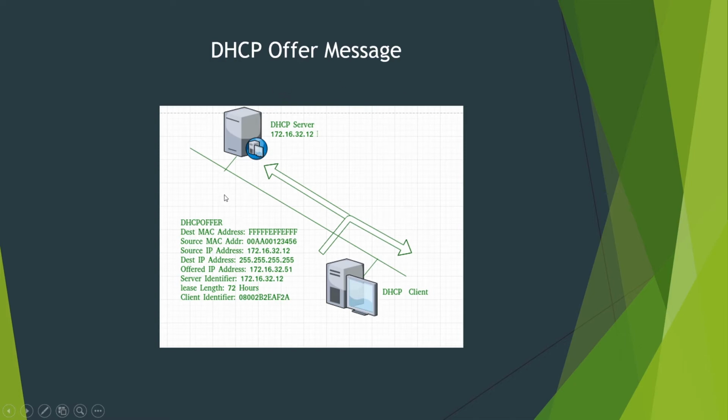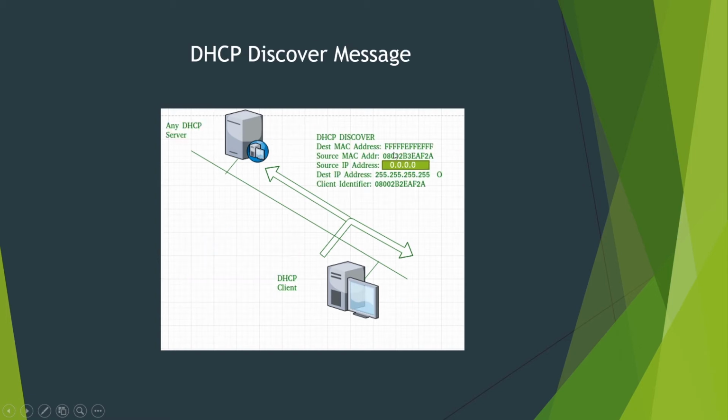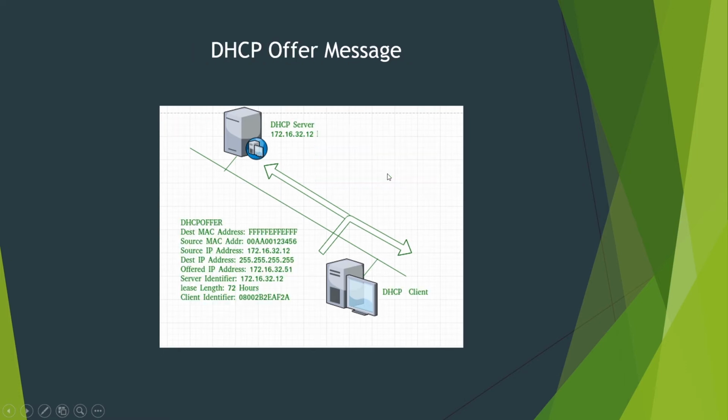In this offer message, the parameters are as follows: the destination MAC address is all Fs, to everyone, because it does not know from which MAC address it came, even though it has the MAC address. The DHCP server broadcasts to every other computer. I don't know why, but it could just send to the source MAC address, because it has already received the source MAC address. But I don't know why the DHCP server broadcasts to every other computer. It's just a waste of time.